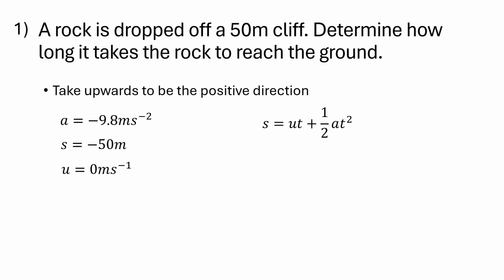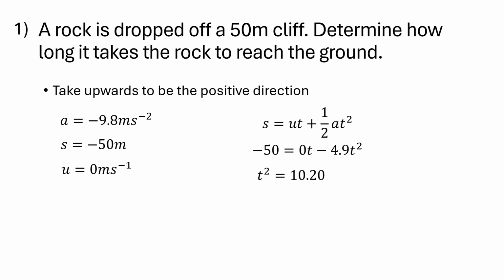Turns out we can use S equals UT plus half AT squared. So first thing you'd want to do is substitute the values in. You could try rearranging it first, but then you'll get a quadratic. And as you'll see, in this particular case, you don't need to solve the quadratic because the UT component goes away with a U of 0. Sometimes you do need to solve the quadratic when the initial velocity is not 0. But for the purpose of this, I'm just going to substitute the values in.